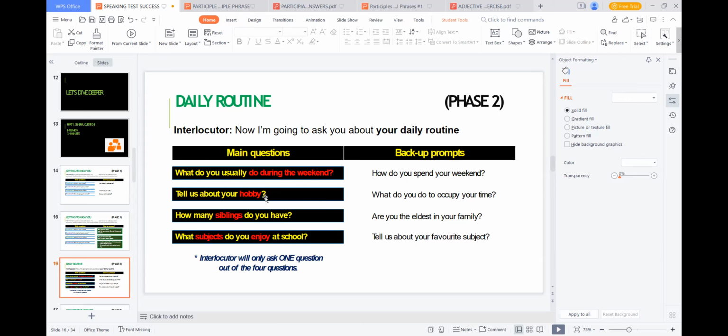Do you have any idols that you follow, you look up to? Do you have any person that you admire? So anything related to you, but we will focus on the routine. Okay, what do you normally do after you wake up in the morning?